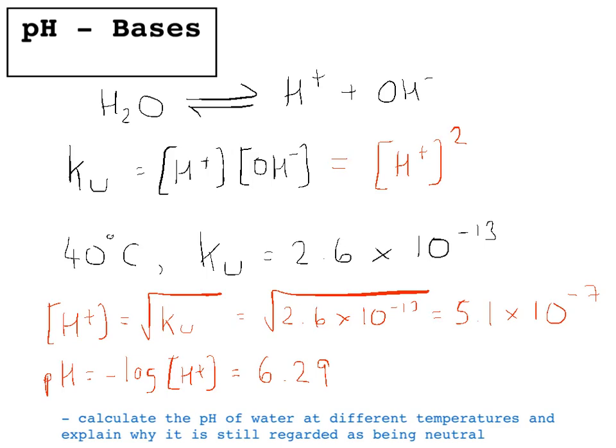Now you may get asked, well, why is water still neutral even though its pH is 6.29? And to answer that question in an exam, all you need to do is state that the concentration of H plus ions still equals the concentration of OH minus ions, because for a solution to be neutral, there must be the same number of OH minus ions as H plus ions. So all you need to put to answer that question is the following expression: the concentration of H plus equals the concentration of OH minus, and that would be enough in an exam.